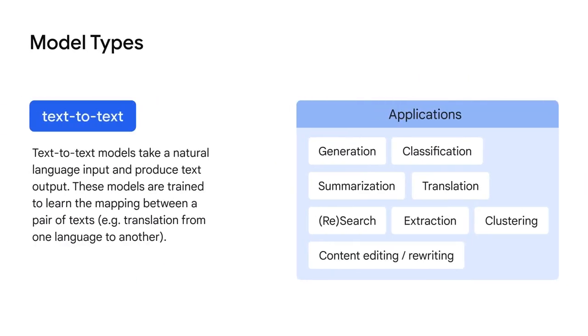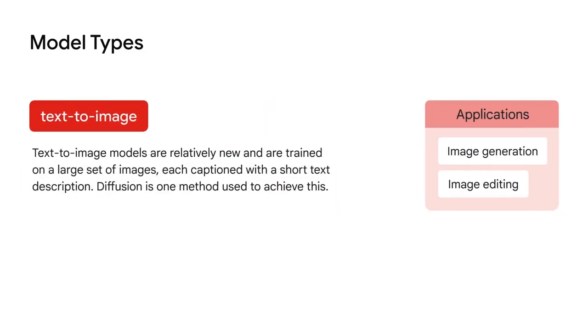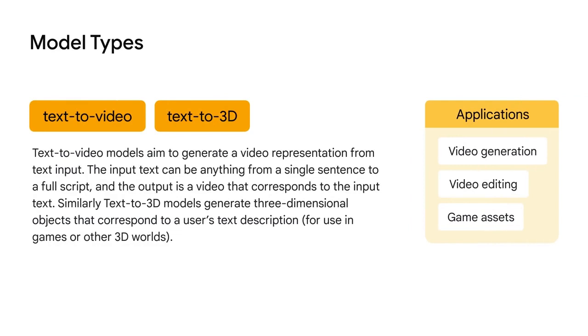We've shown illustrations of the types of input based upon data. Here are the associated model types. Text-to-text. Text-to-text models take a natural language input and produce a text output. These models are trained to learn the mapping between a pair of text, for example, translation from one language to another. Text-to-image. Text-to-image models are trained on a large set of images, each captioned with a short text description. Diffusion is one method used to achieve this. Text-to-video and text-to-3D. Text-to-video models aim to generate a video representation from text input.